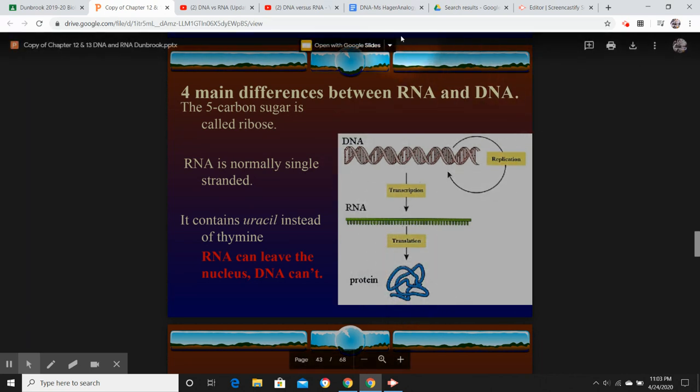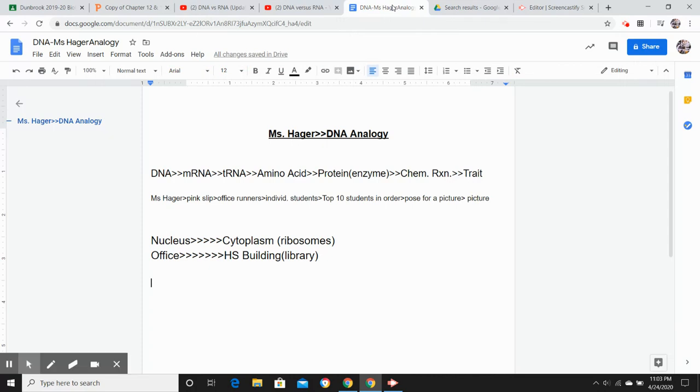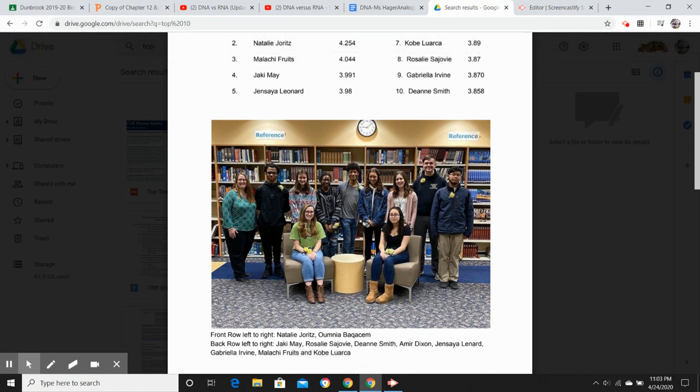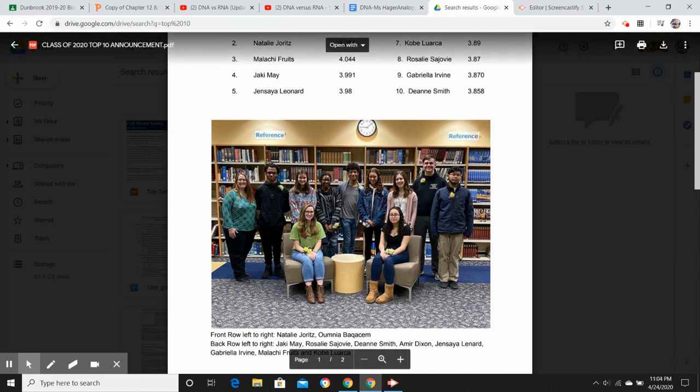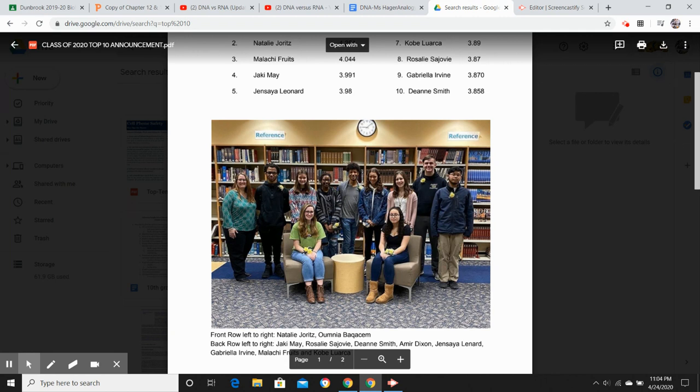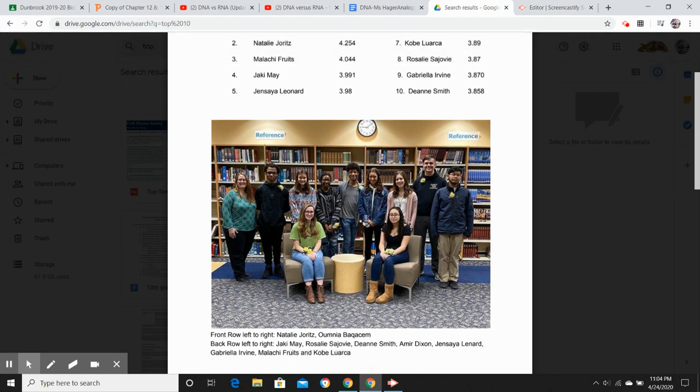I'm going to go back to our analogy from earlier. If you remember, our top 10 group was all put together by Miss Hager's master plan that came from the nucleus, that came from her office, that went out from a pink slip and from office pages to get these kids in the right spots to make our photograph, which was our ultimate product. So again, our analogy.